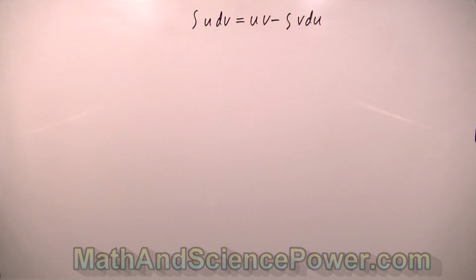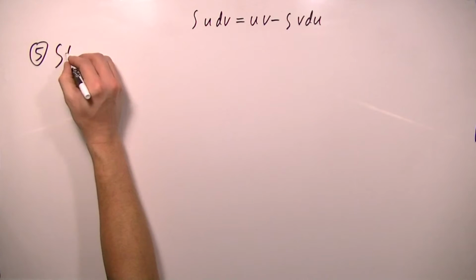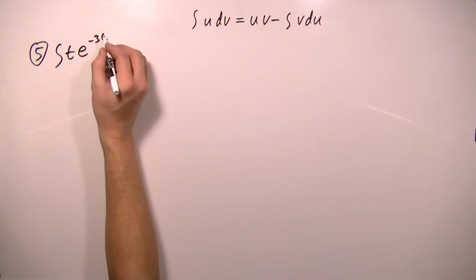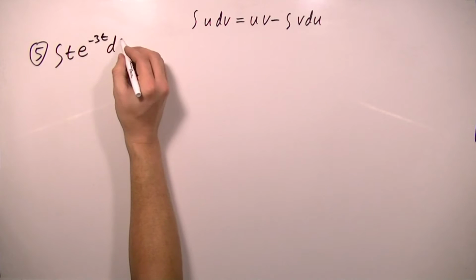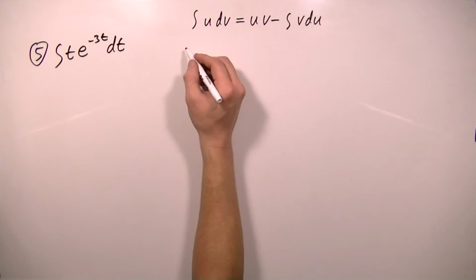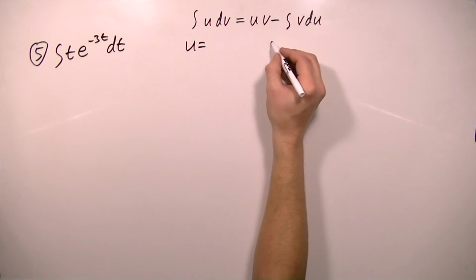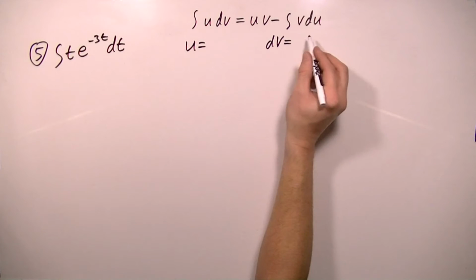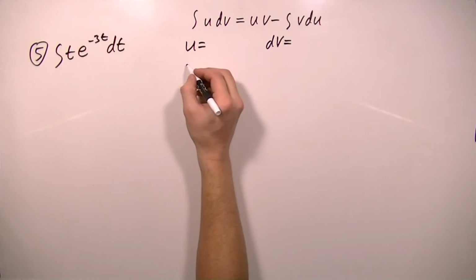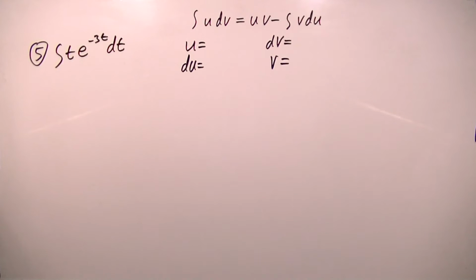Okay, we're doing integration by parts, and number 5 asks us to find the integral of t e to the negative 3t power dt. And since we're doing integration by parts, we need to first decide which factor we want to set equal to u and which factor we want to set equal to dv. And then we will find the derivative of u and we will find the integral of dv.